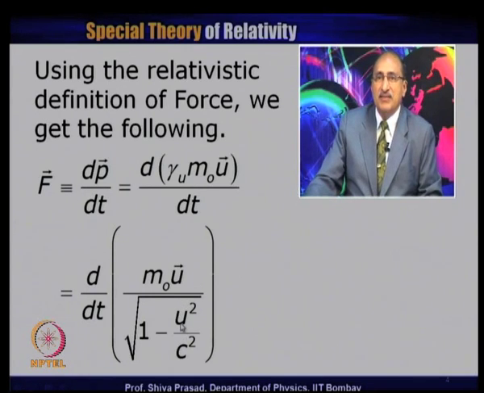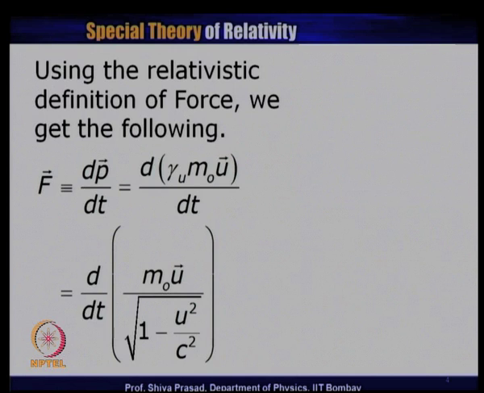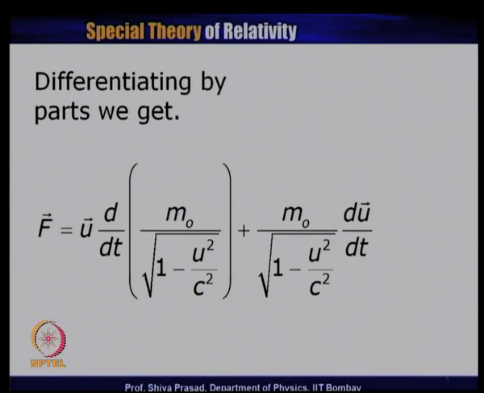In classical mechanics, in non-relativistic mechanics, this was the only place where u was appearing, and once we took a time derivative, it just straightaway gave us m into acceleration, m into du/dt, which I can write as an acceleration. But now, if I take this definition, I have to take the derivative of this quantity also. So, it is a function in which u appears twice. Therefore, I must differentiate by parts in order to get the actual expression for force applicable for special theory of relativity, which I have done in the next transparency. So, we will now differentiate by parts.